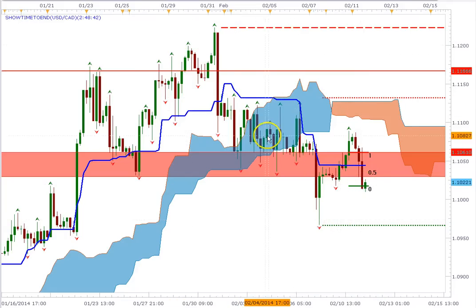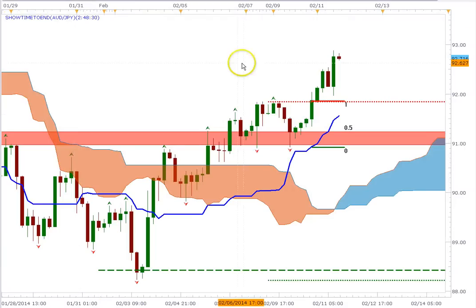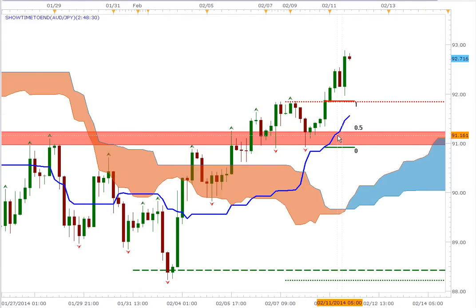I don't like how this dollar CAD spikes so much. I don't really mess with it a lot. And the Aussie yen looks just like the other pairs I showed you. You have a break, pull back, another break, hit this resistance level, pulls back.